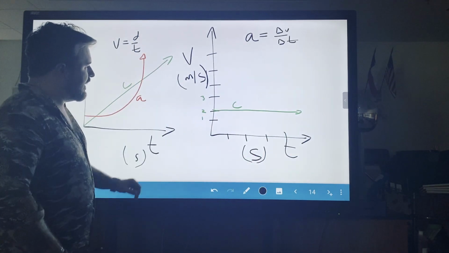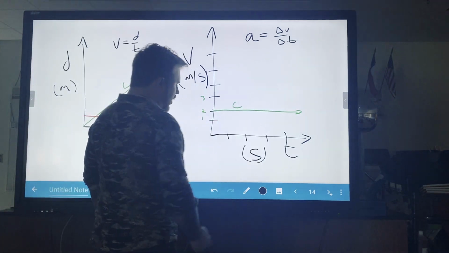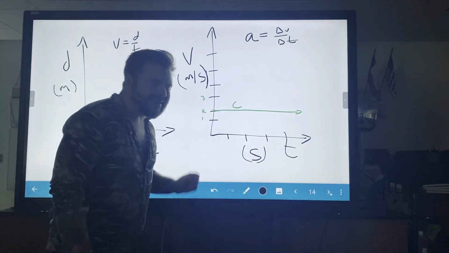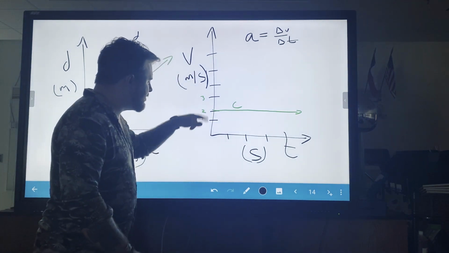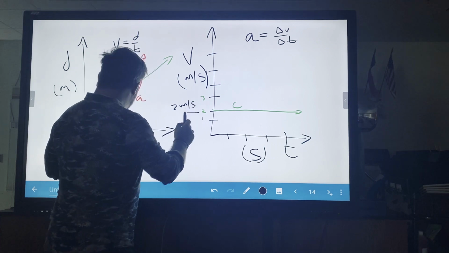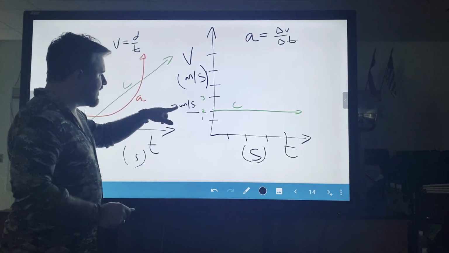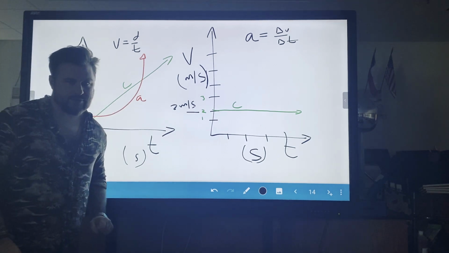This right here is velocity compared to time. Is the velocity changing? No. But does that mean it's not moving? Absolutely not. It is moving. It's moving at 2 meters per second. This is 2 meters per second. These are the same thing. These green lines are the same thing on two different graphs.